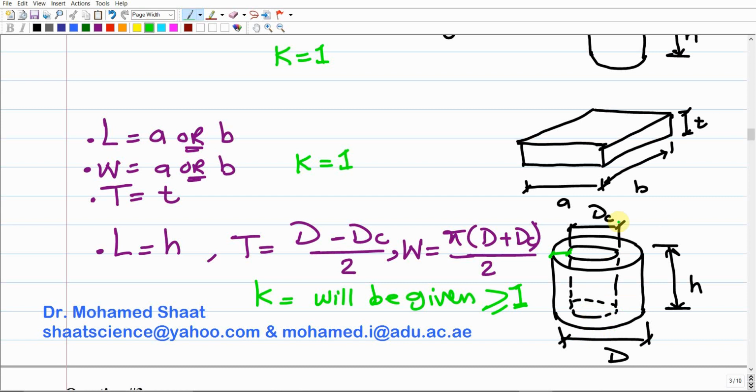Like we do have d and dc, so we're going to take the average and calculate the perimeter of this diameter to end up with the width. And in this case, K will be provided with a value that should be bigger than 1 to compensate for the core in terms of the shape factor for the core existence, right?